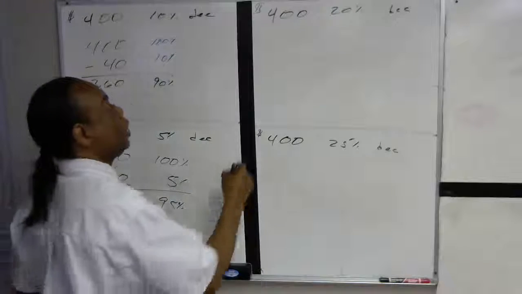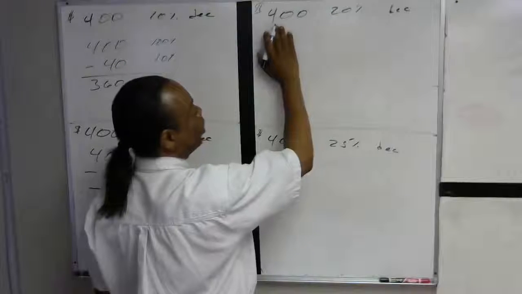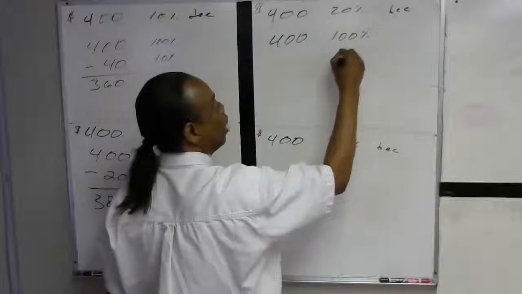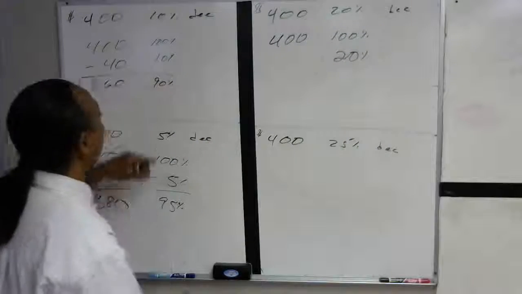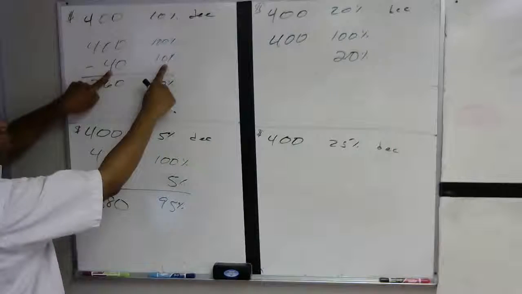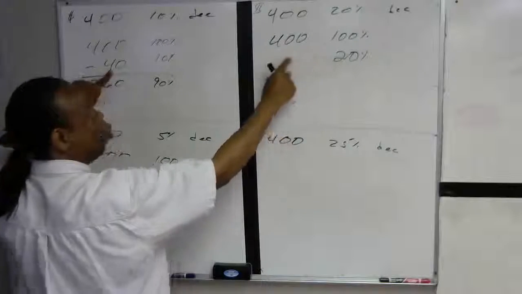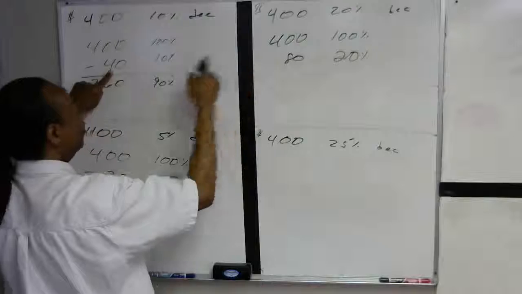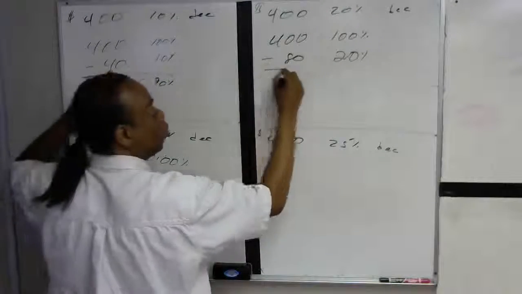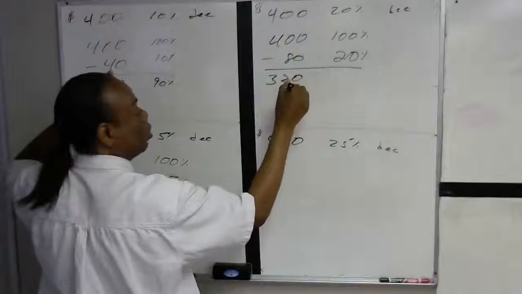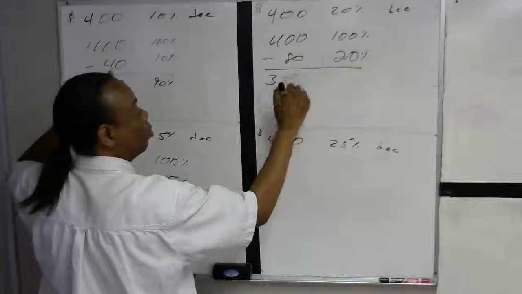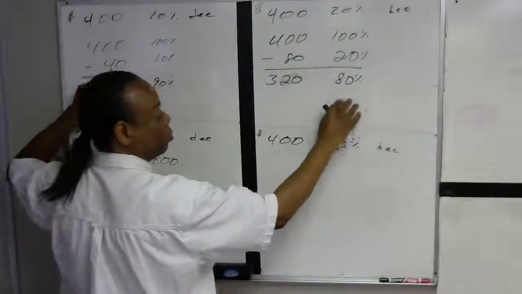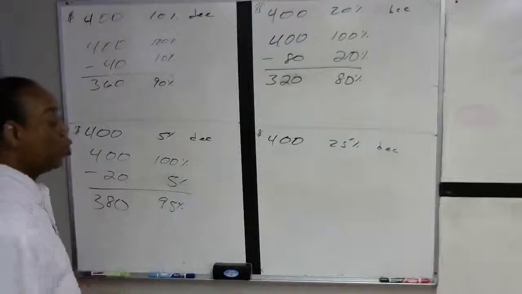Okay. Now let's make a 20% decrease on 400. 400 represents the original 100%, and we want to find 20%. Well, if 10% is 40, then 20% will be twice the 40. Should I say 80? So 80 represents the 20%, whereas 40 represents the 10%. So let's decrease it by 80, and we'll get 320. Okay, and this represents 80%.